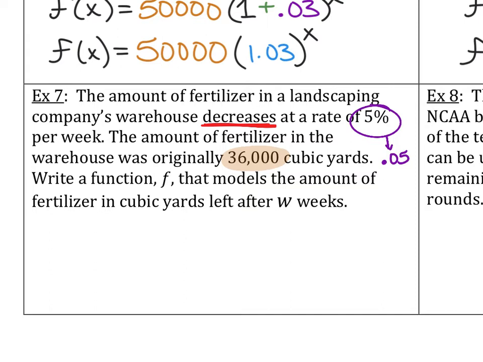So if we start plugging this in, this is going to be f of w. Fun fact, it told you to use w. If you used x, that's fine, don't erase it. But it technically said to use w as your equation here. Then we have 36,000.